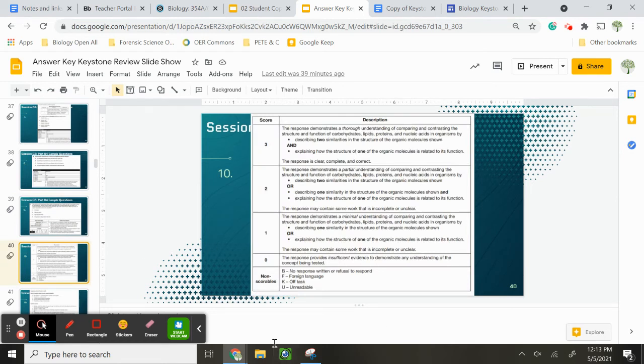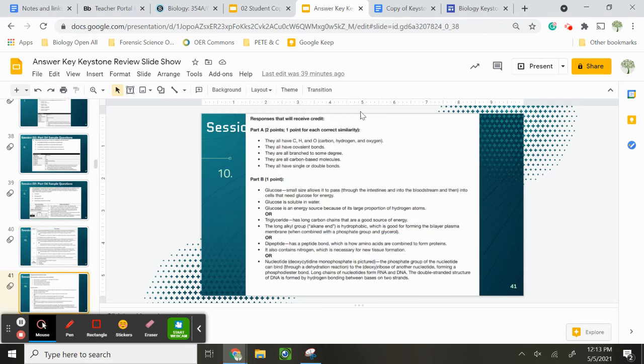All right, so if for part A you wrote a thorough understanding describing two similarities in the structure shown and how one of them has a structure related to its function, you got a full 3 points on this. Some possible responses that would receive credit, you could say for similarities, they all have carbon, hydrogen, and oxygen. They all have covalent bonds. They're all branched in some degree. They're all carbon based, or you could say they all have single or double bonds.